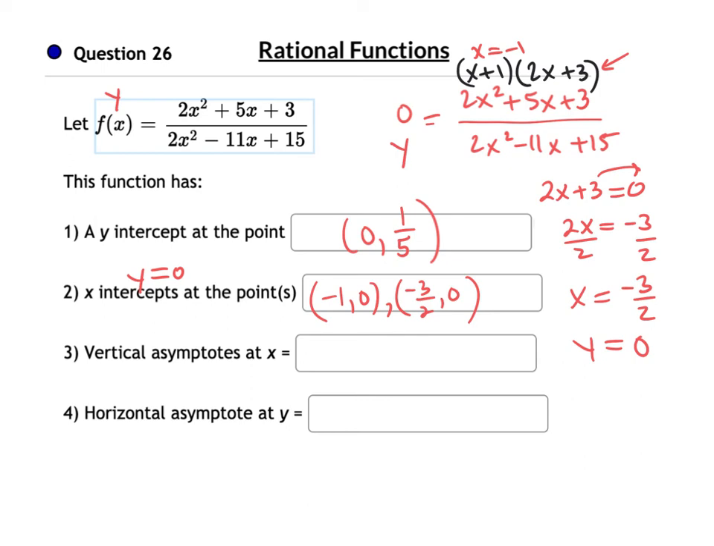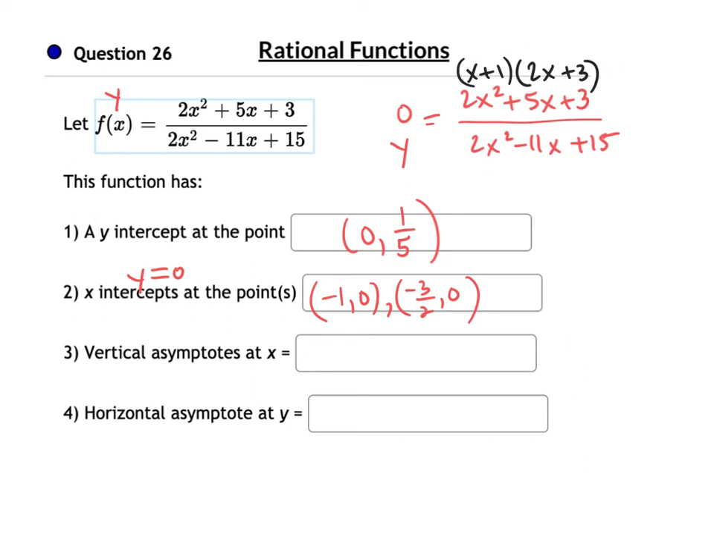The asymptotes, the vertical asymptotes, come from the denominator. We need to factor the denominator just like we factored the numerator. This is the type with a number in front. We'll take 2 times 15, that's 30, and we need factors of 30 that add to -11. That would be 6 and 5. So -6 times -5 is positive 30, but -6 plus -5 makes -11.